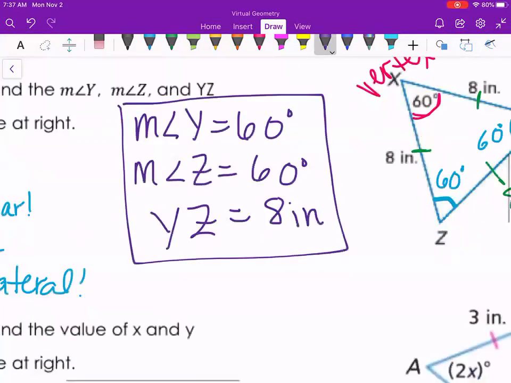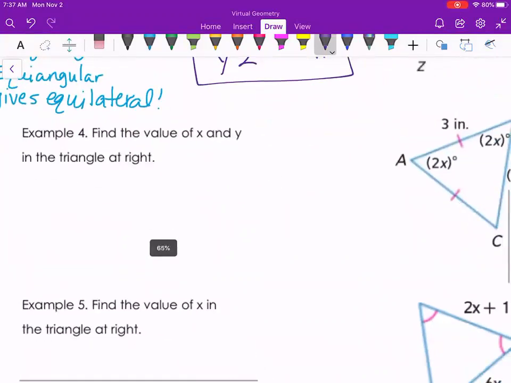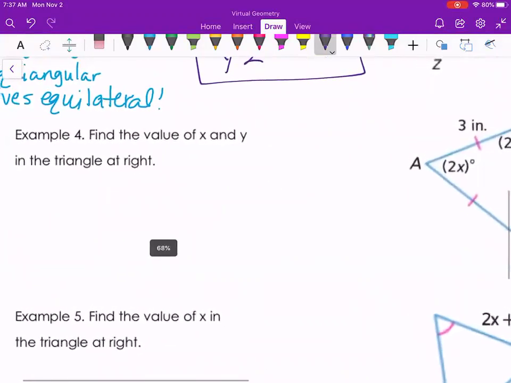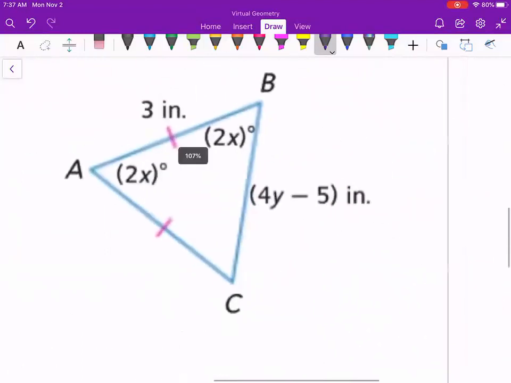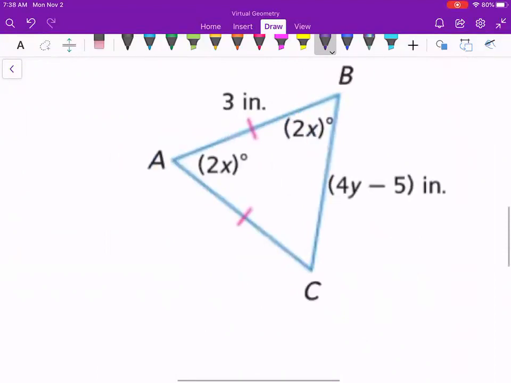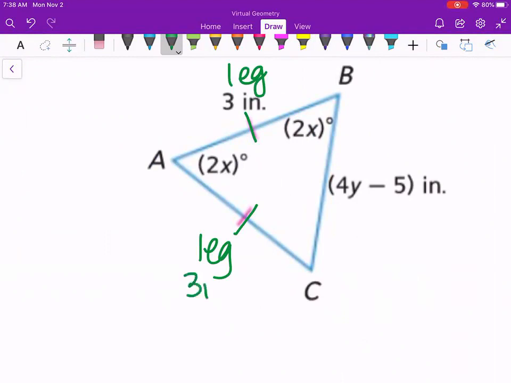So let's try one more now that actually has some algebra involved. So example 4, 2 more, sorry. Find the value of angle X and Y in the triangle at right. All right, so similar idea as before. Right now, as it looks, I only have 2 congruent legs. So if I know one is 3 inches, I automatically get 3 inches for the other. Where they come together is my vertex.